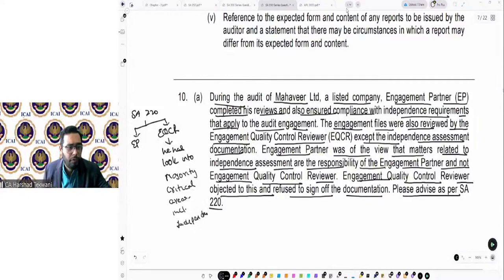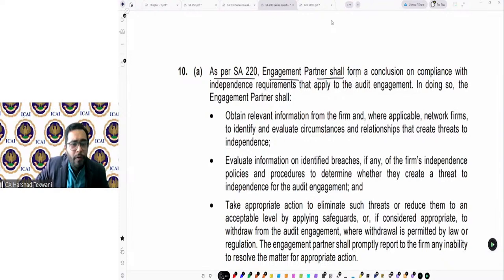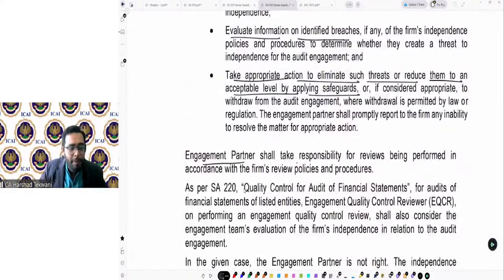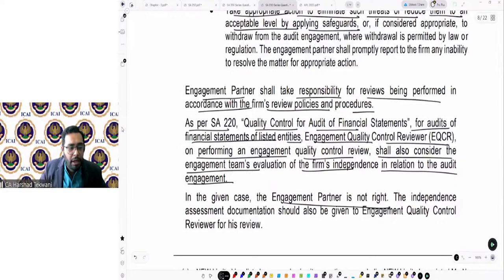So let us also see the answers. As per SA 220, the engagement partner shall form a conclusion on compliance with the independence requirements that apply to the audit engagement. In doing so, the engagement partner shall obtain relevant information, evaluate information, identify breaches, and take appropriate action to eliminate such threats or reduce them to an acceptable level by applying safeguards. Once he does that, the engagement partner shall take responsibility for reviews being performed in accordance with the firm's review policies and procedures. As per SA 220, for the audit of financial statements of a listed entity, the engagement quality control reviewer, on performing an engagement quality control review, shall also consider the engagement team's evaluation of the firm's independence in relation to the audit engagement. An assessment document should also be given to the engagement quality control reviewer.